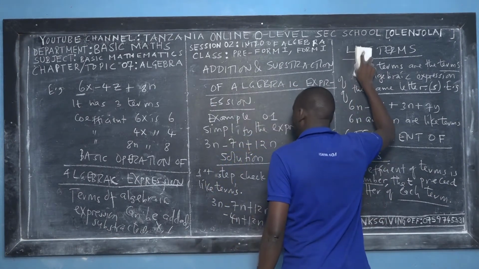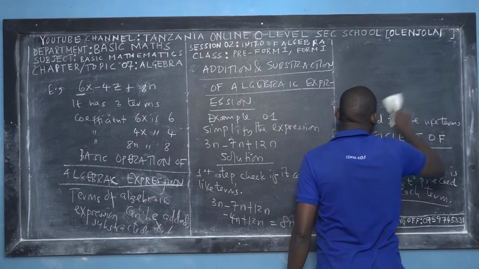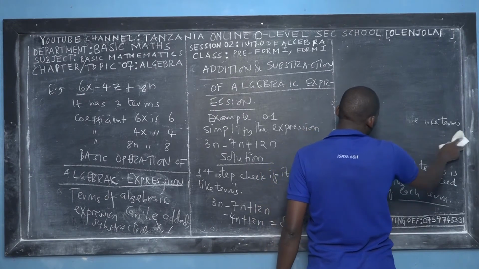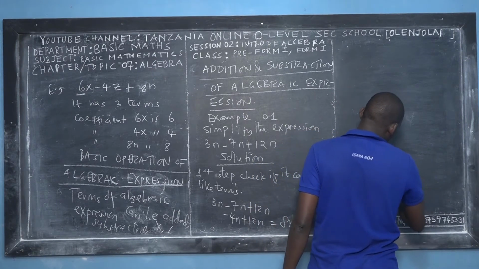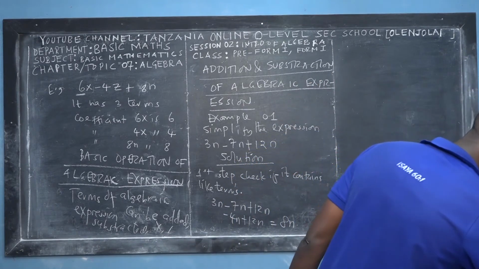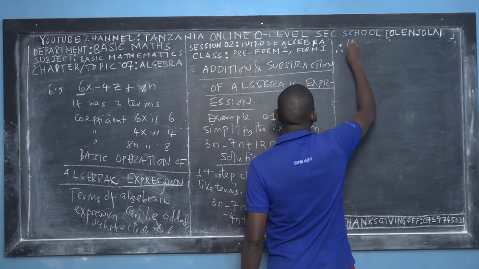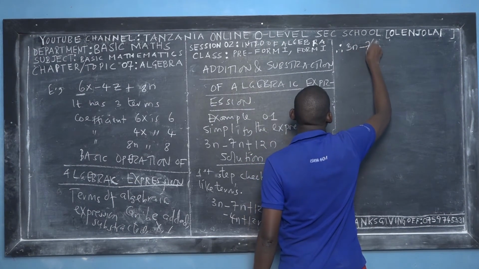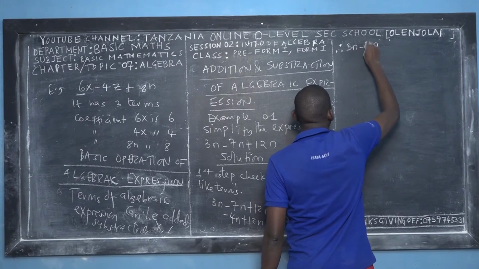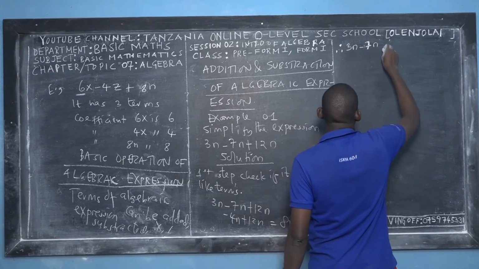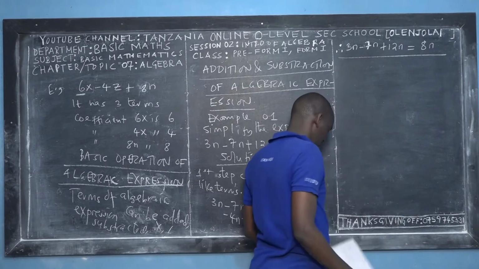That's 3n minus 7n plus 12n, which is equal to 8n.